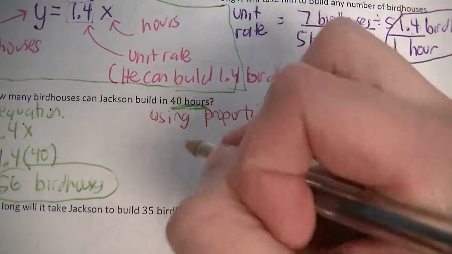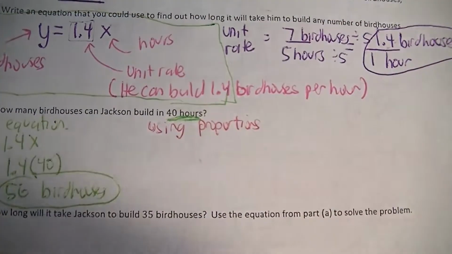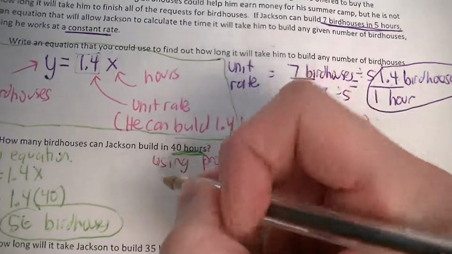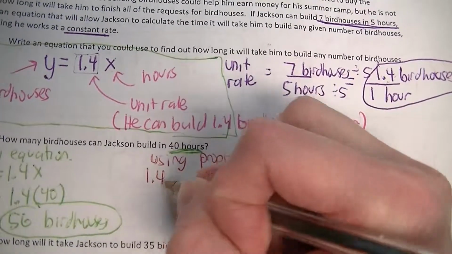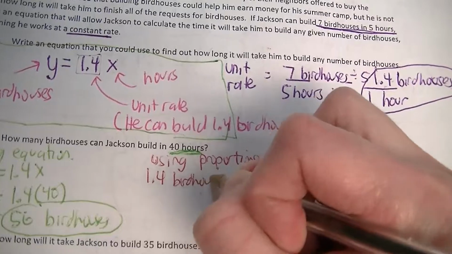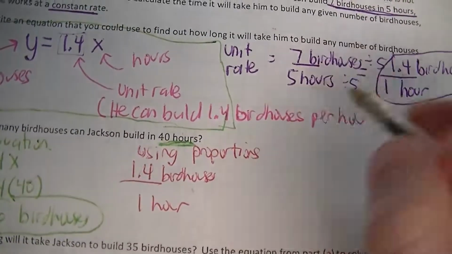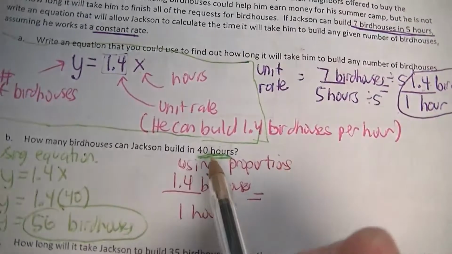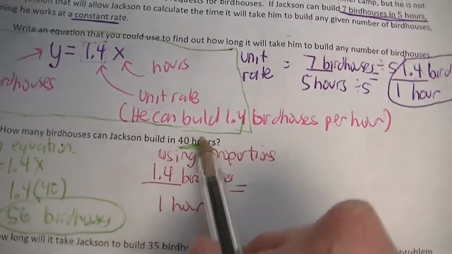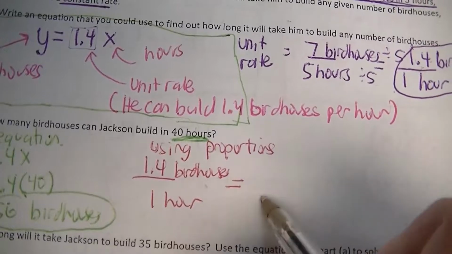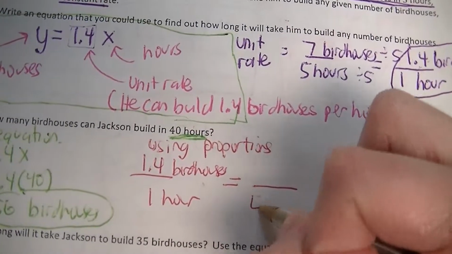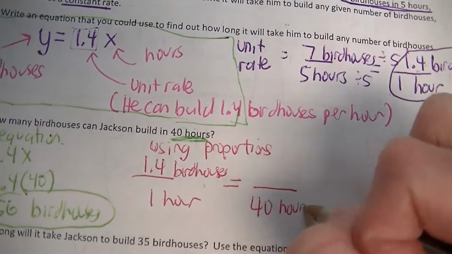Okay, so I'm going to set up two equal fractions. What was the unit rate right there? Per 1 hour. Okay, so we know that. And we're concerned about how many he can build in 40 hours. So you see how the hours is in the denominator, so we're going to put 40 hours there.